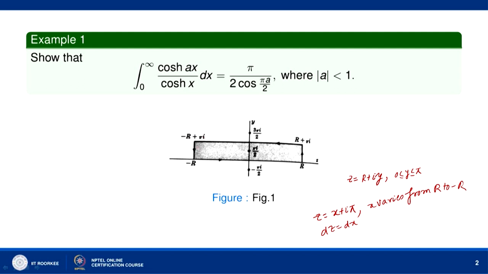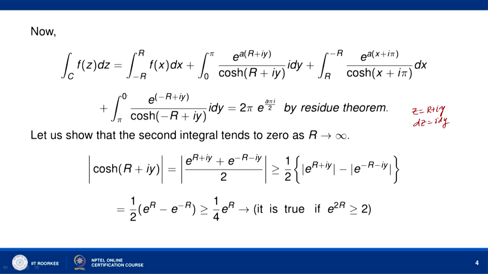And then we move along the segment minus r plus iπ to minus r. So, when we move along minus r plus iπ to minus r, x is now minus r. So z equals minus r plus iy, dz equals i dy, and y varies from π to 0. So here you can see the integral over π to 0 of e^(-r+iy) over cosh(-r+iy), where dz becomes i dy.